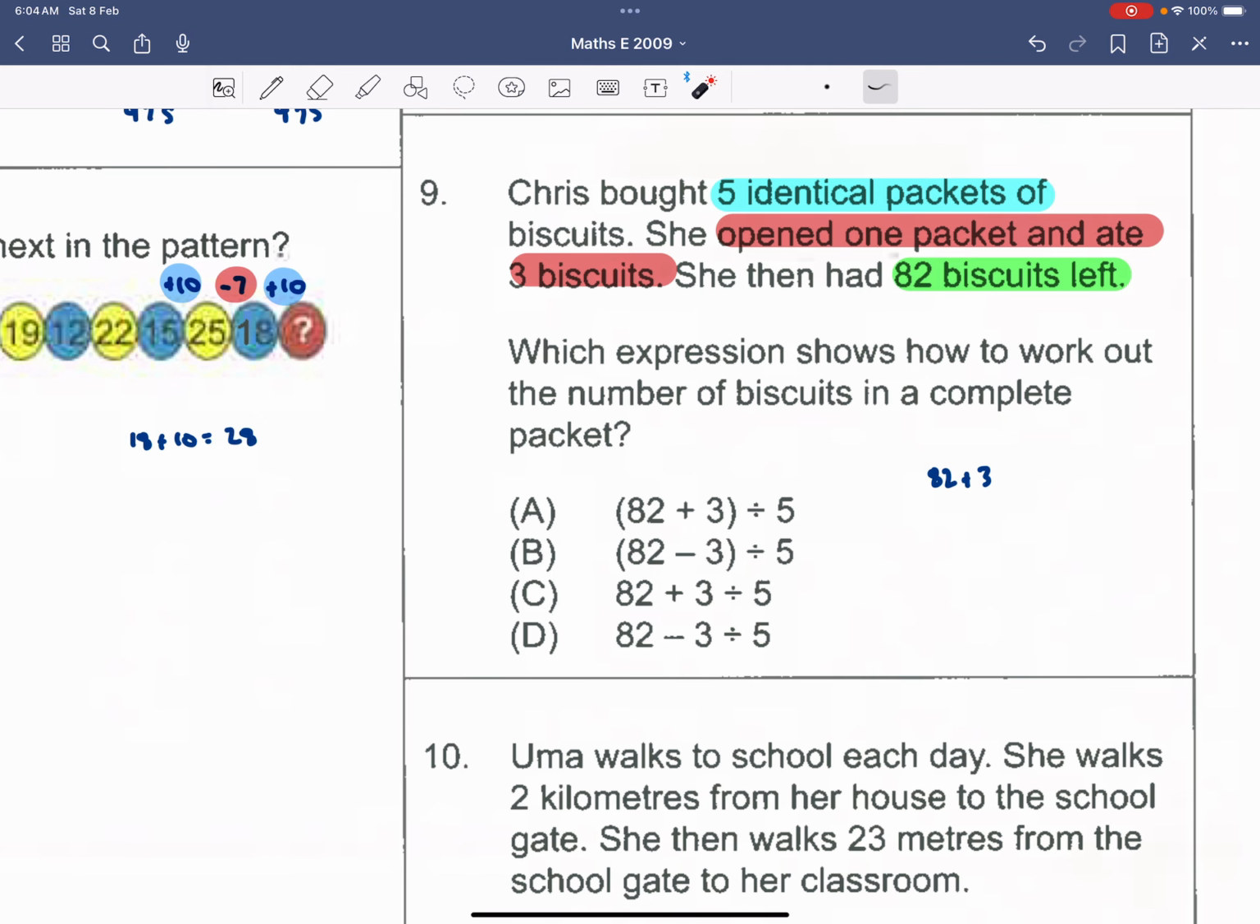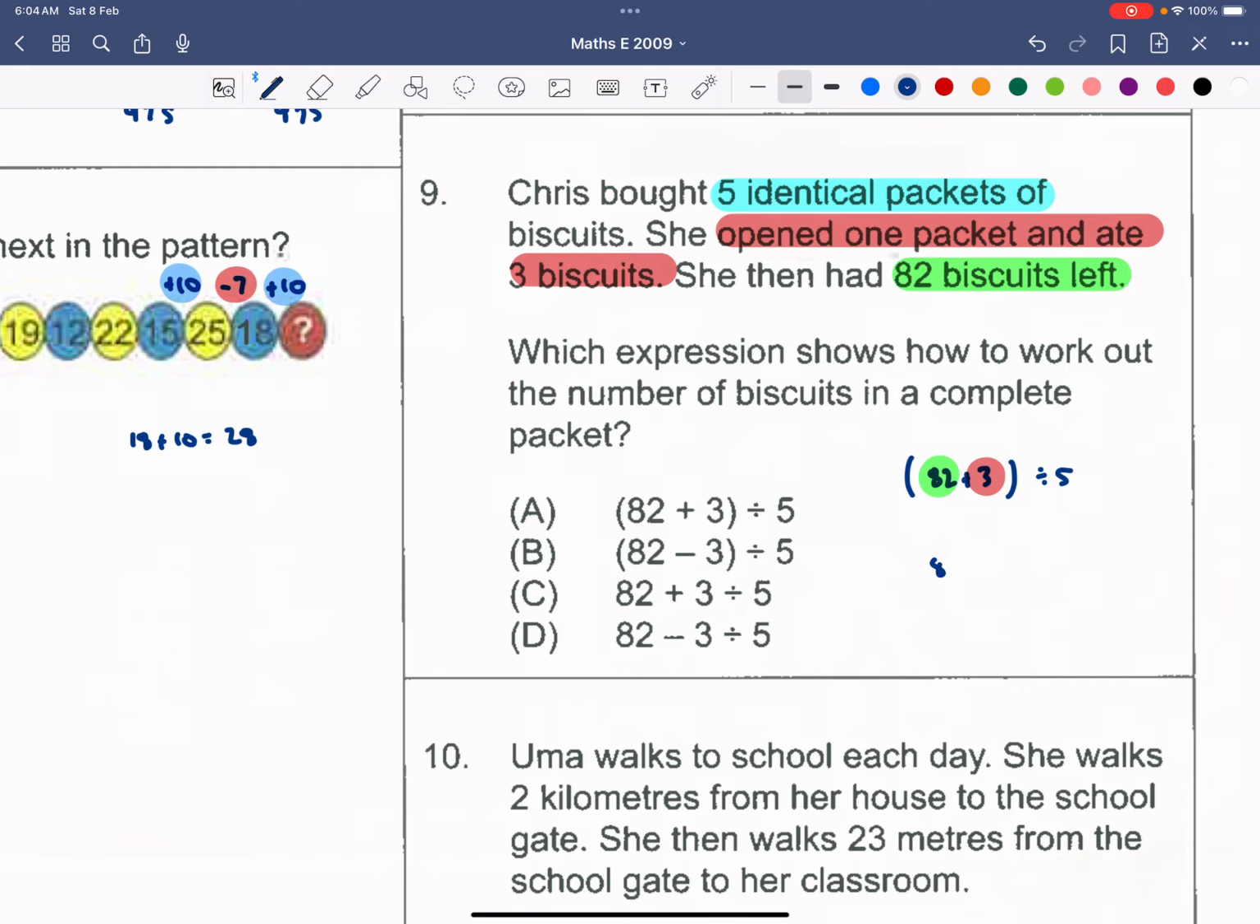But the question wants to know how many biscuits were in each pack. And remember, she had 5 identical packs. So we know she had 82 biscuits left. If you add 3, that will tell you how many biscuits she had before she ate some. So then if I want to know how many biscuits are in each pack, I divide this entire thing by 5. So then I need to put it in brackets and then write divide by 5.